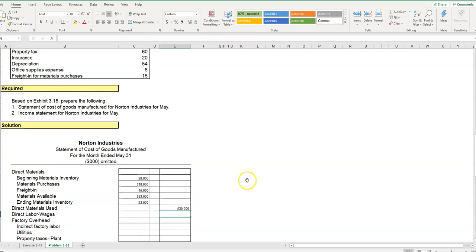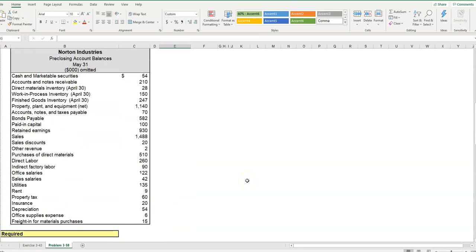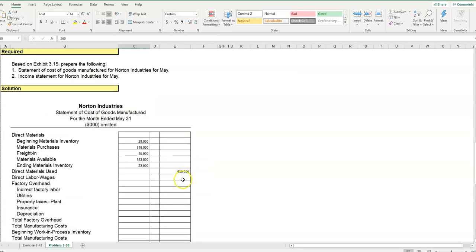The next item that we need is direct labor used. So we want the amount of our direct labor cost. So we see here that we have direct labor of 260,000.